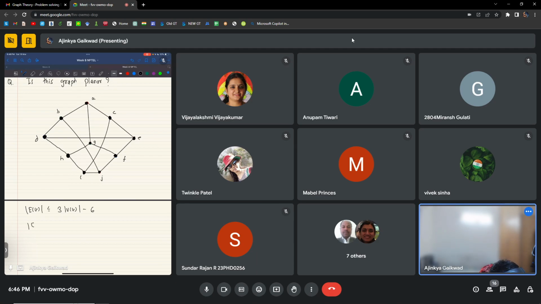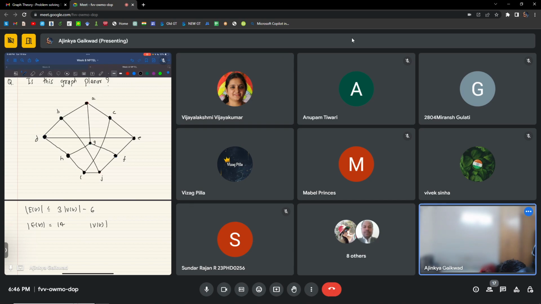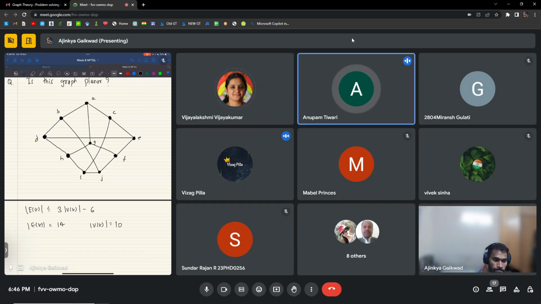So how many edges are there? Let me count. 1, 2, ... outside plus 3, 12, 13, 14. So this is 14. How many vertices are there? 10, right? There are 10 vertices. Okay. So is this true? E of G is at most 3 into V of G minus 6. It is not.